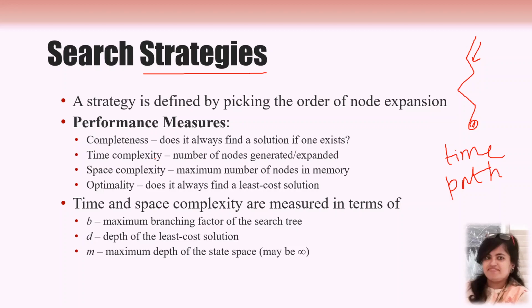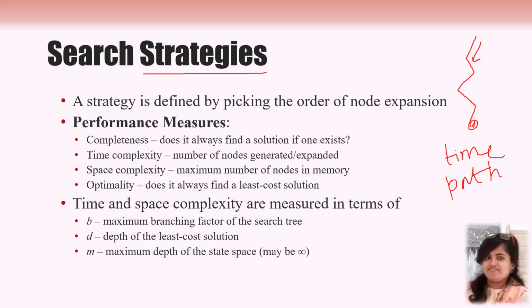Then there comes the term optimality. Optimal, as the name suggests, is to reach the solution in the least cost way. That is, whether the particular search strategy is able to find the least cost solution, yes or no. If it can go to the solution in the minimum amount of time and minimum amount of path, then we can say that particular search strategy is optimal.